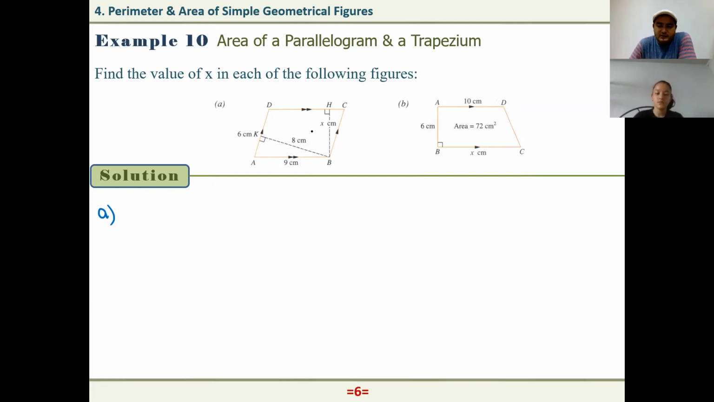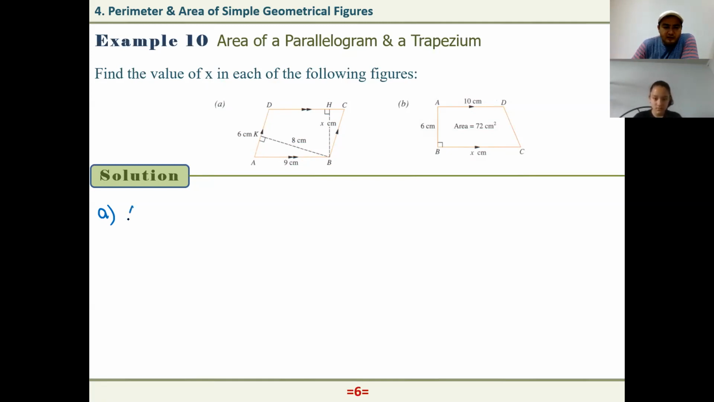Okay, here they are not asking us to find the area. So here we have this height is unknown. What is this height? From this B to the side CD, right? This is CD, so it is perpendicular. That's why it is height. And also the height to this base is given, it is 8.